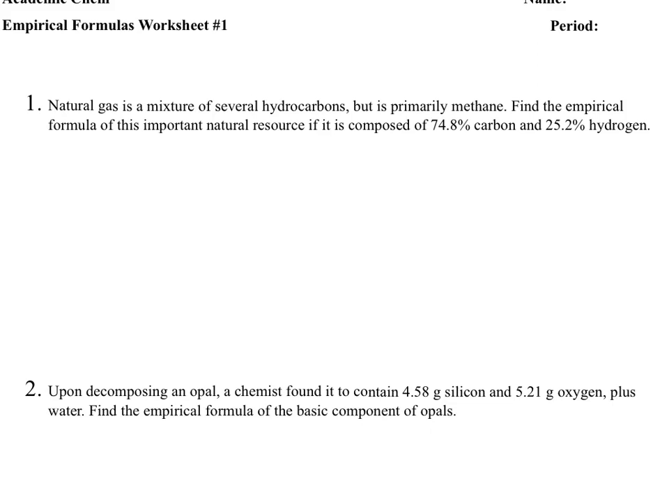Number one says that natural gas is a mixture of several hydrocarbons, but it's primarily methane. Find the empirical formula for this natural resource if it's composed of 74.8% carbon and 25.2% hydrogen.